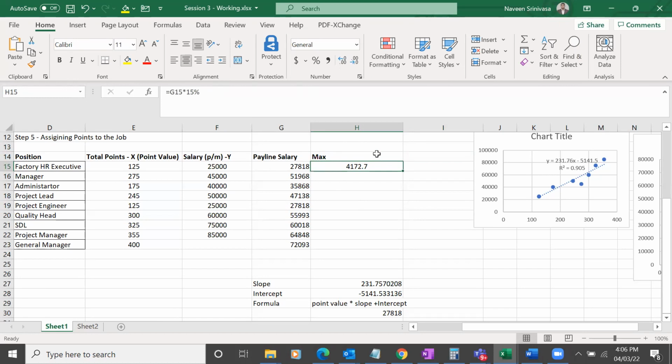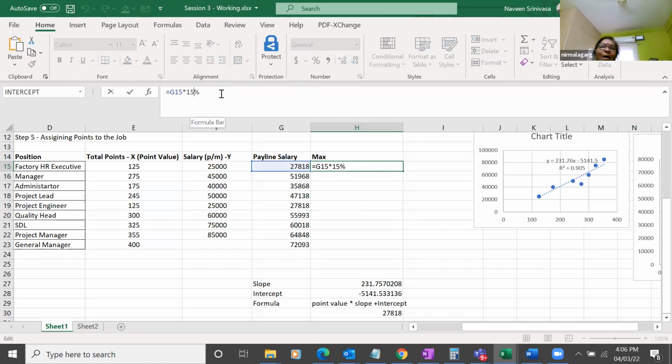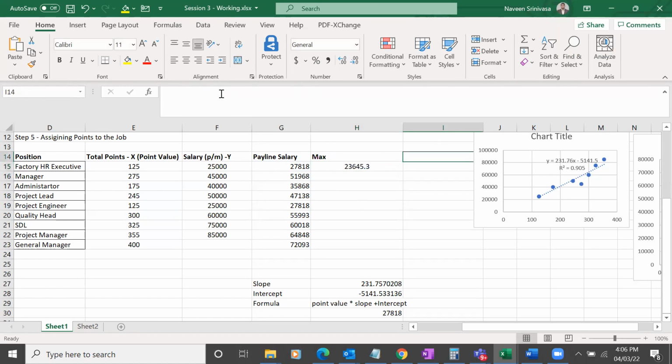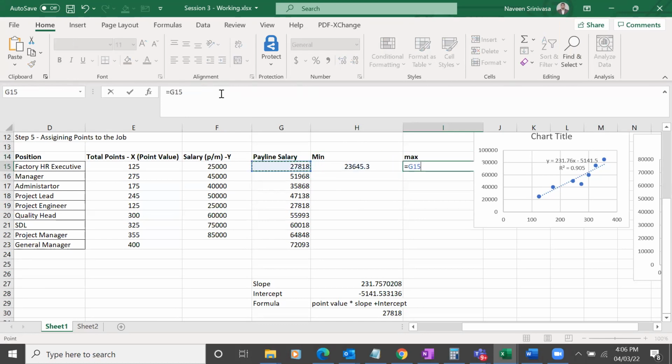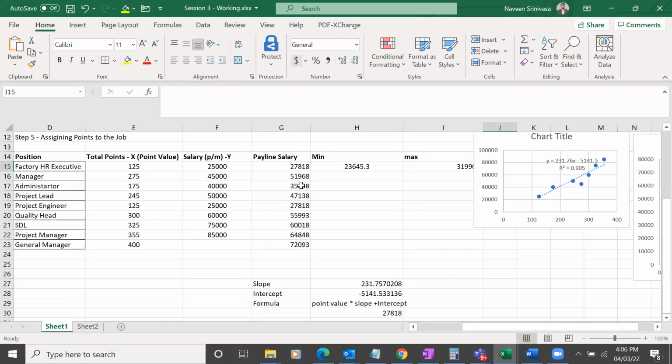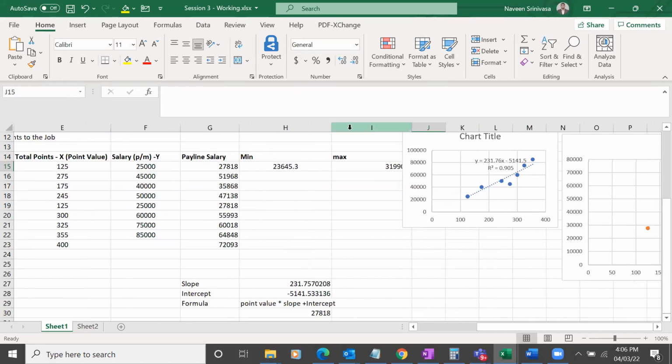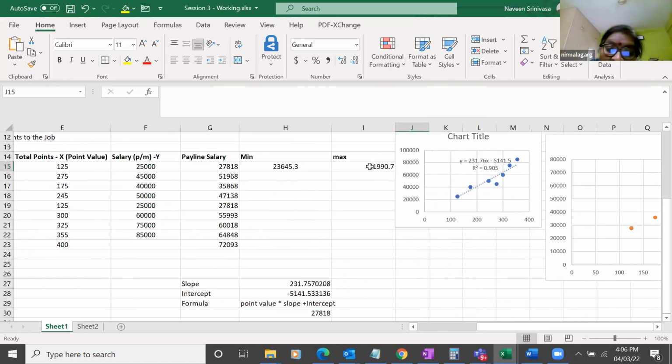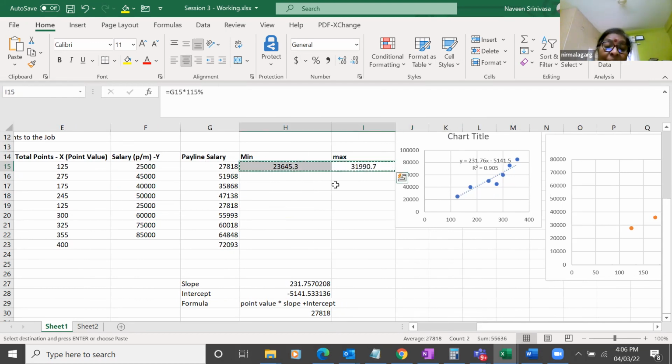Multiplied by 85%. That will be your minimum. And for maximum, multiply the same thing, 115. 27,818 into 115%. Yeah, so that's your max. Just copy paste the formula. Okay. So one is for low. No, you don't have to have the same thing. So this, you have min and max you have got.